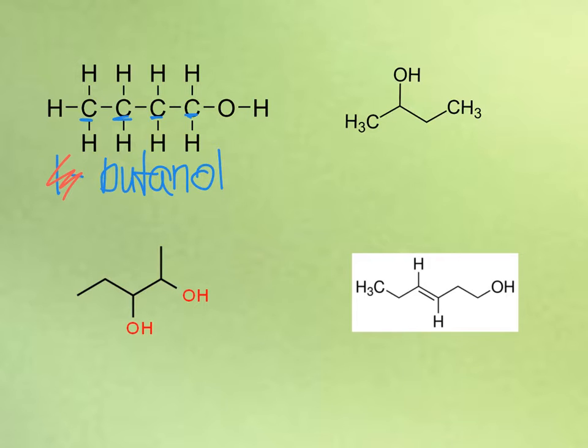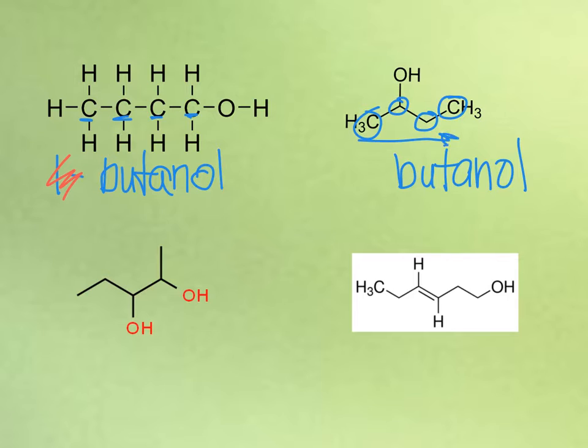Let's look at another example. Over here on the right, we have 1 carbon, 2, 3, 4. So this again is a but structure. It's all single bonds, so it'd be butane. And we have an OH on there, so we have butanol. It is not on the first carbon position, and I'm going to number in this direction, so I would have a 2-butanol.